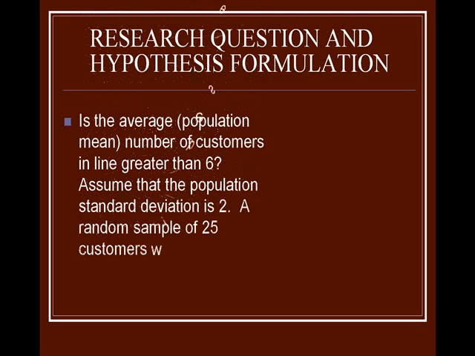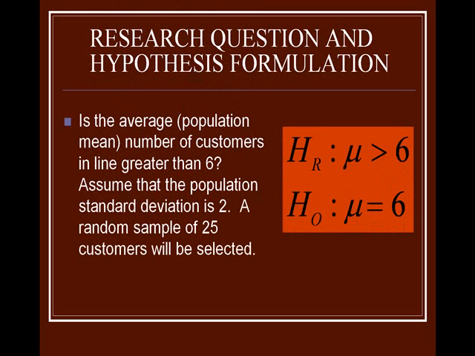Notice that our question concerned a population parameter, in this case the population mean. Then we've got a standard deviation and a random sample. But the hypotheses, our research hypothesis, mu greater than 6, comes directly from the research question. Is the average, or the population mean, greater than 6? Transfer that right to your research hypothesis. And the null hypothesis is the complement to that with an equal sign.